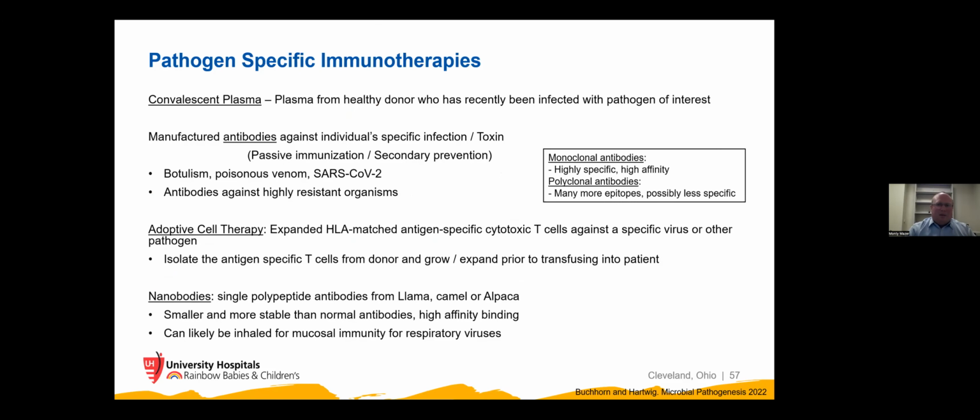Finally, how do we use the immune system to attack the specific pathogen in an infection? So in COVID, we often used convalescent plasma. We took plasma from patients who had just recently had the infection, who have produced a lot of antibodies, and gave that to patients who are sick to see whether or not that can augment their immune response. We can also manufacture specific antibodies. We do this in botulism and other poisonous venoms. We've done it with COVID, where you give patients passive immunization or secondary prevention to try to beat the infection by manufacturing these antibodies. There are now several groups that are using adoptive cell therapy.